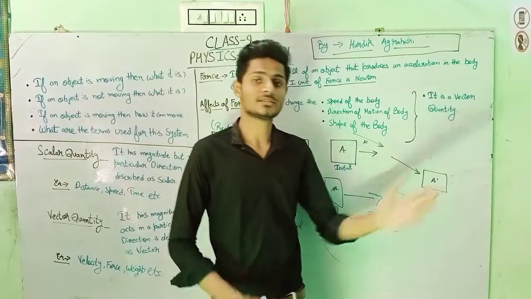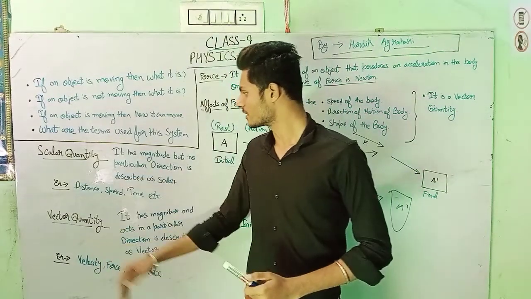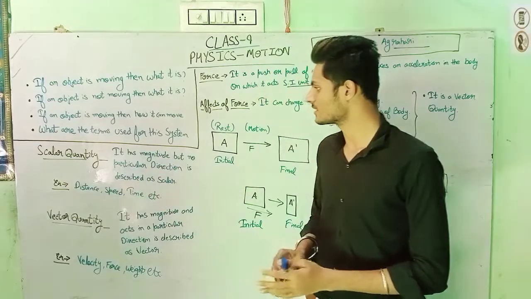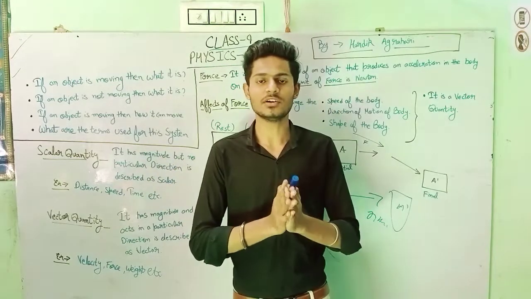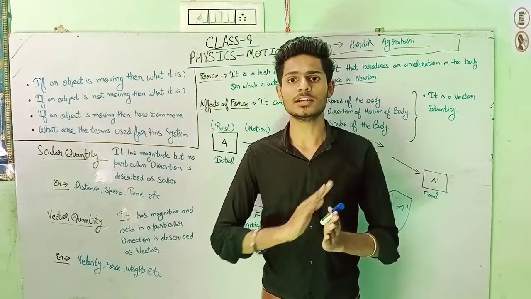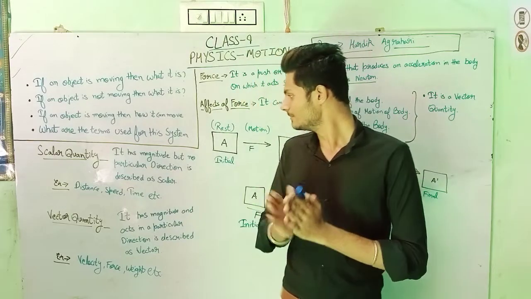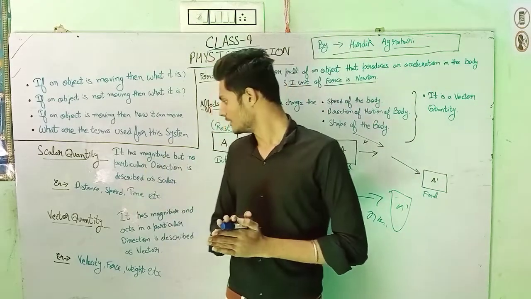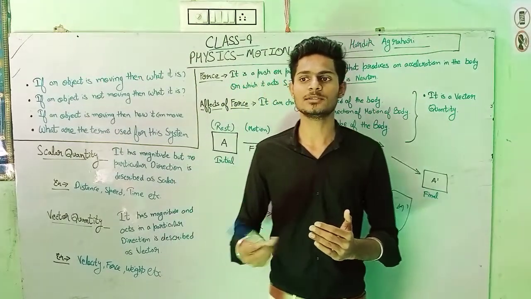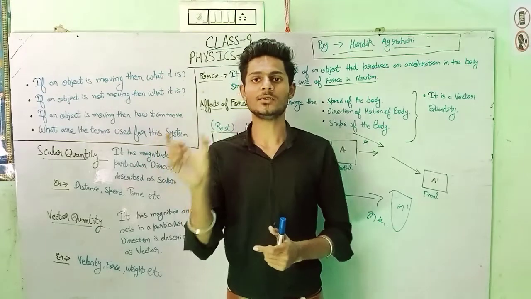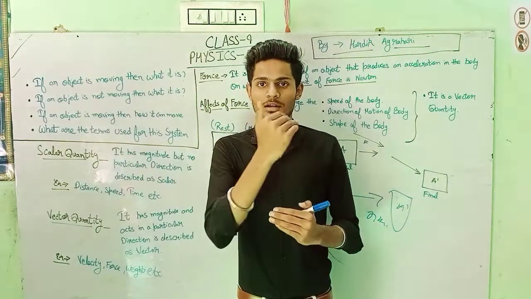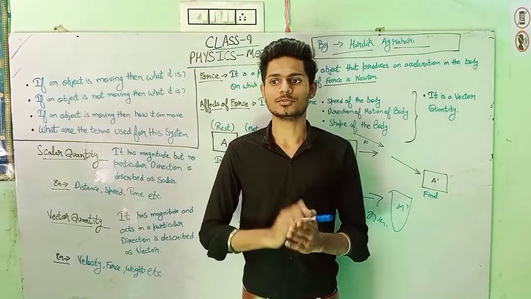So here we will study two quantities, scalar quantity and vector quantity. What is a scalar quantity? It has magnitude but no particular direction. If a physical term has only magnitude, that is, no direction, then it will be a scalar quantity. Like time: right now the time is 8 o'clock, right now the time is 9 o'clock. We are using only the value of that particular magnitude. So there is no direction.